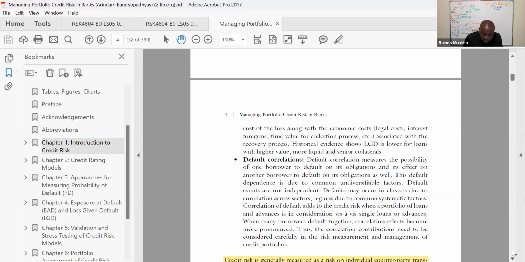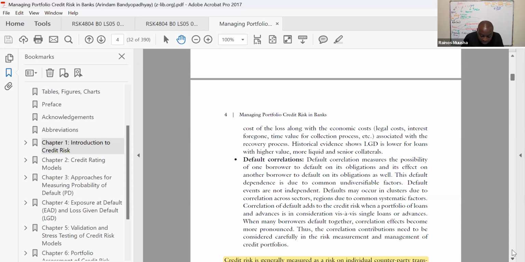Then another driver there is your default correlations. And here they say default correlations measure the possibility of one borrower defaulting on its obligations and its effect on another borrower defaulting on its obligations as well. This default dependence is due to common undiversifiable factors. So default events are not independent.